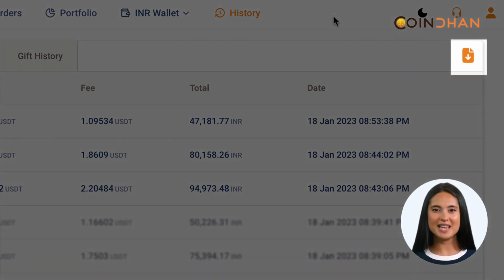Gain valuable insights into your trading patterns and performance with CoinDhan's user reports. Analyze your trading strategies, identify trends, and make informed decisions based on real-time data.